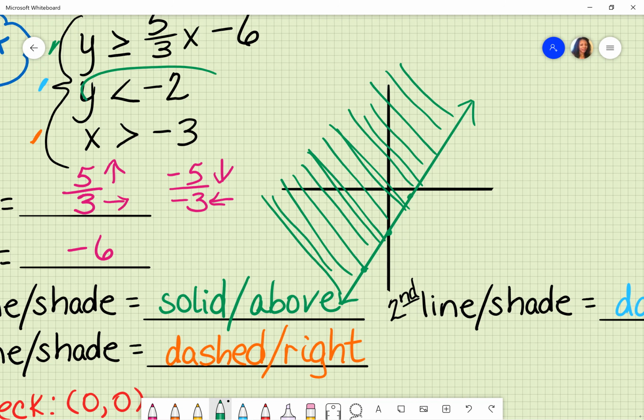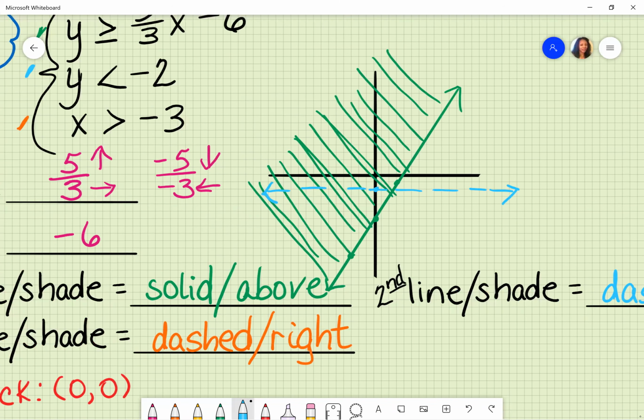Going to my second inequality, it is telling me that y is going to be everything that's smaller than -2. So I go to where there's -2, and this is going to be a dashed line. Let's try to freestyle this one. Okay, I did okay there, except for that arrowhead. There we go. That's good enough. All right, and I am going to shade it below. So everything below.